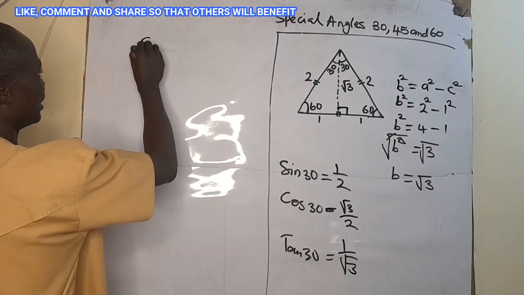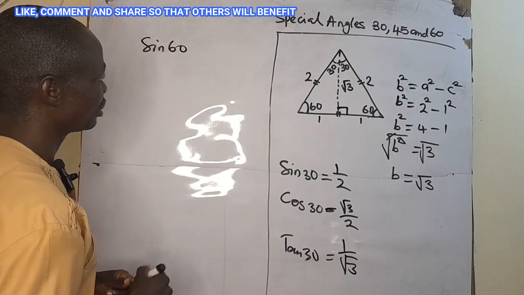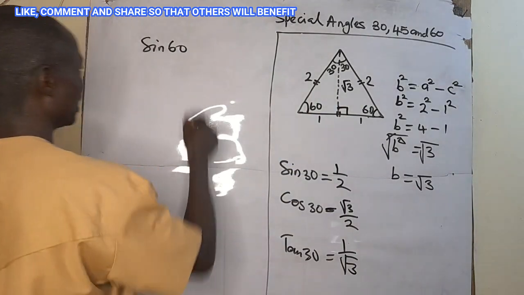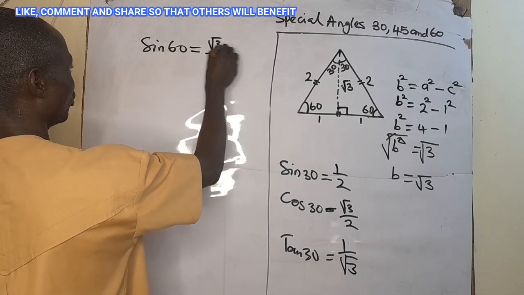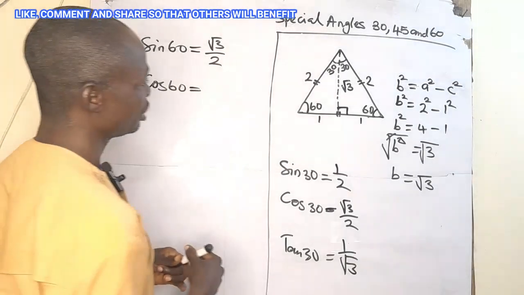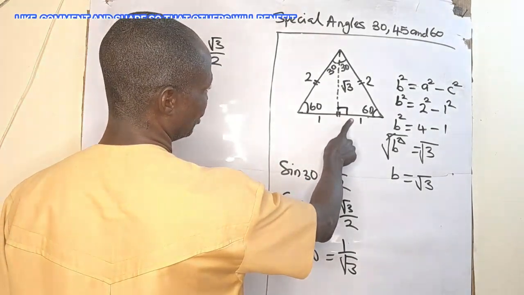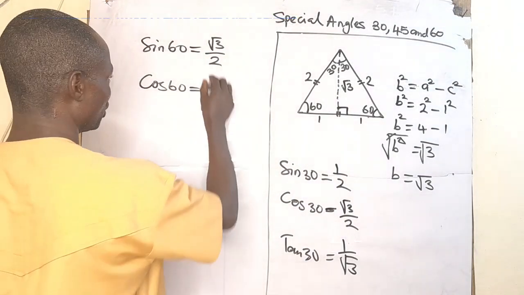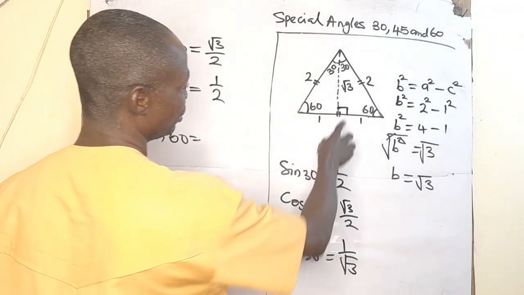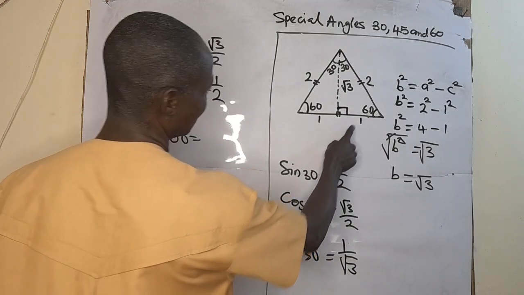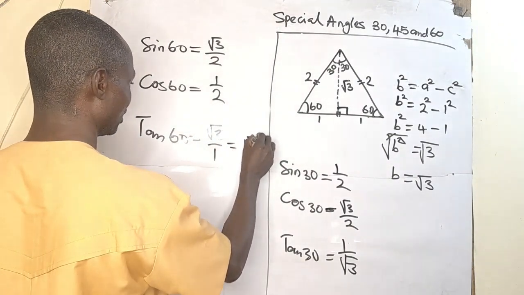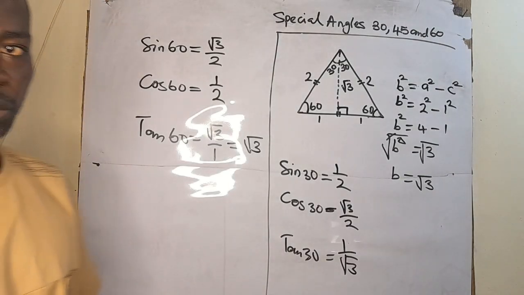Now let us go to sine 60. What is sine 60? Sine 60 is, 60 here is opposite over hypotenuse. So we can see sine 60 is root 3 over 2. Then cos 60. What is going to be cos 60? Cos 60 is adjacent over hypotenuse, which is 1 over 2. And then tan 60 is going to be opposite over adjacent, which is root 3 over 1, which is root 3. So these are the ratios that we need here.